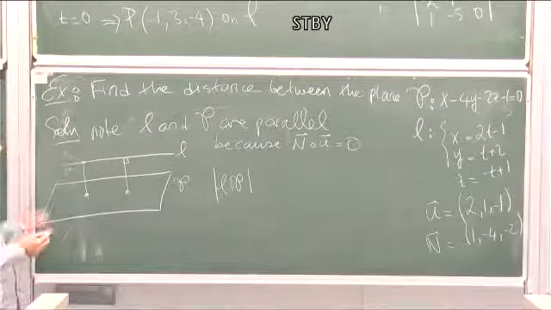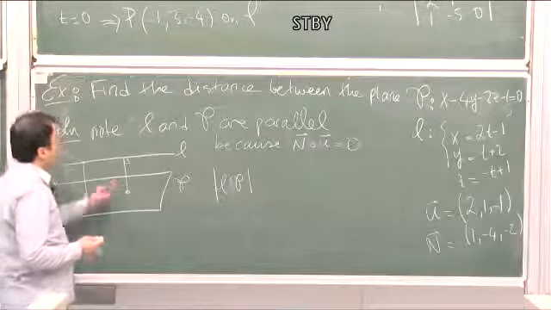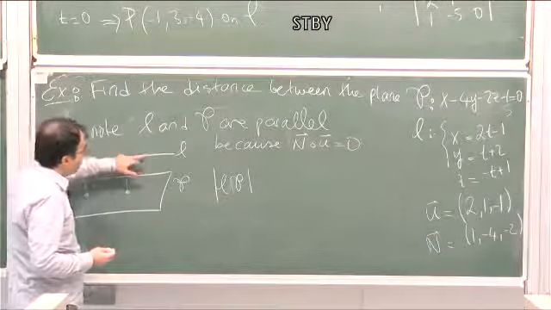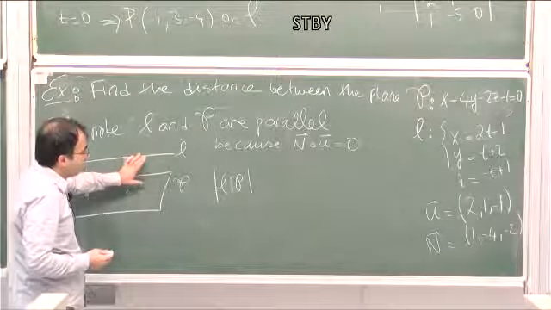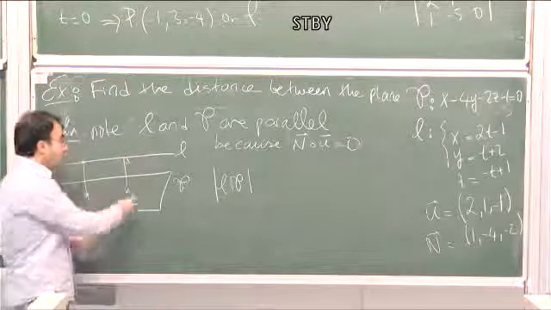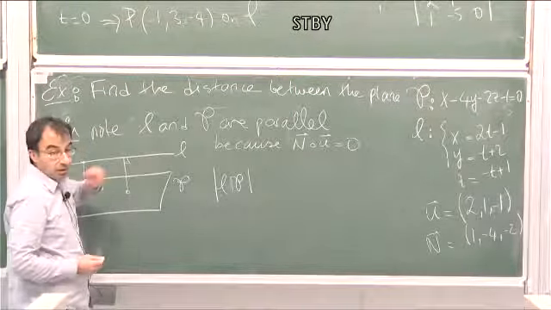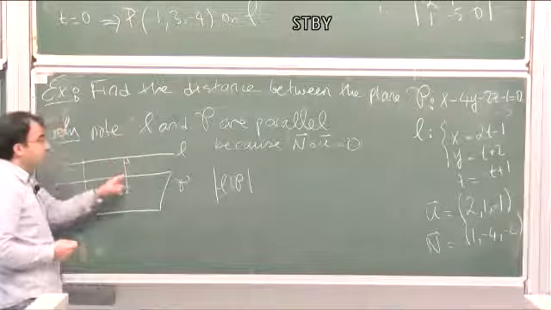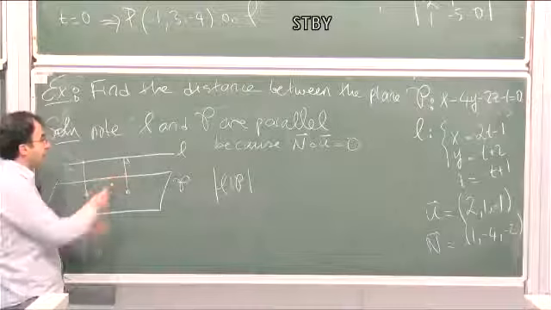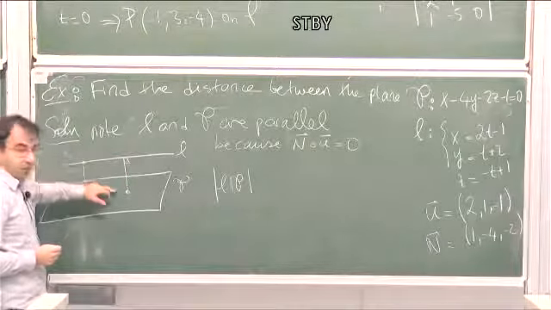All right, so which one should we do? We can either take a point in here and use the distance formula from a point to the plane, or we can take a point here and use the distance formula from a point to this line L. Well, I would choose the first one, because you may remember that the distance formula from a point to a plane is simpler.